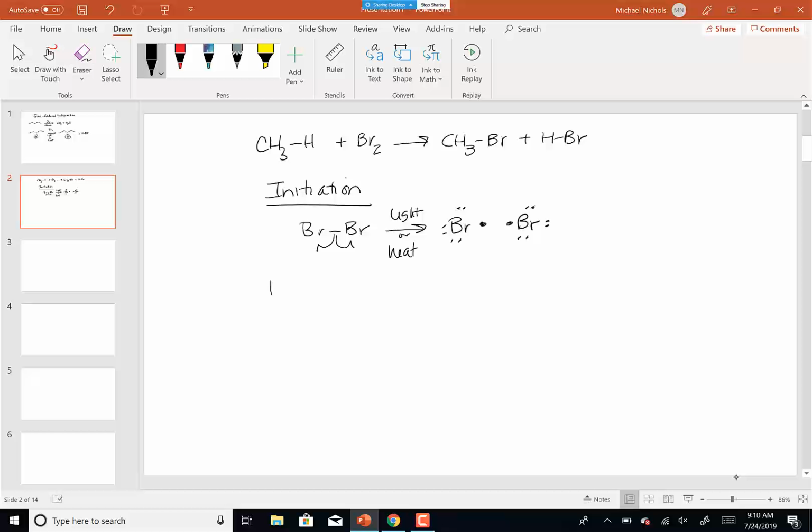Then we have what's called propagation. So in the propagation step, what's going to happen is you're going to use that bromine atom to basically make the product. But in that process, you're going to release another bromine atom.